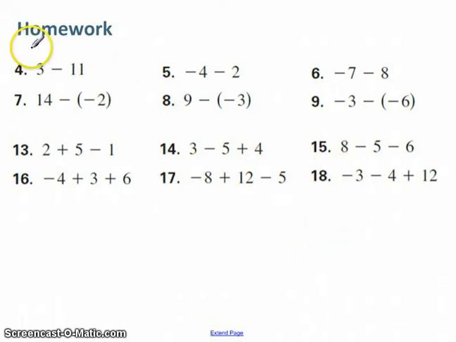Like yesterday, I didn't start with number 1. I just picked some problems out of a book that I thought were appropriate for you guys. But I want you to solve and show me the work for all 12 of these. Don't just show me the answers, but show me the work. And that's your homework for tonight.